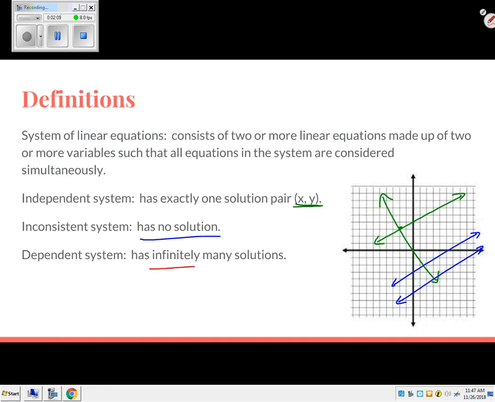Finally, a dependent solution. A dependent solution is going to be where it has infinitely many solutions. How do I draw two lines so that they intersect an infinite amount of times? Use red on this, find some space here. Draw the same line on top. So it's going to be two lines that have the same slope and the same y-intercept. So these are the three types of answers that we will see.